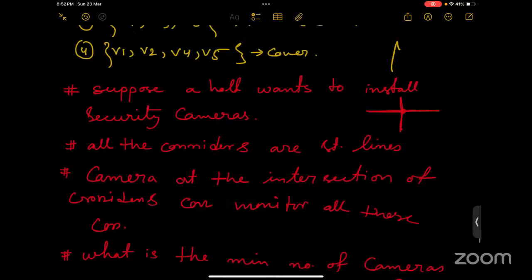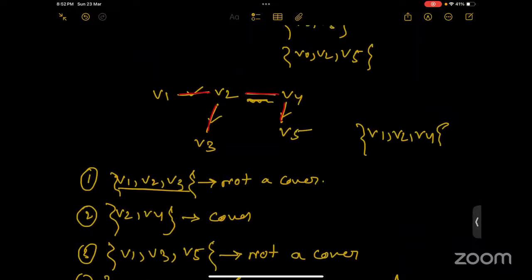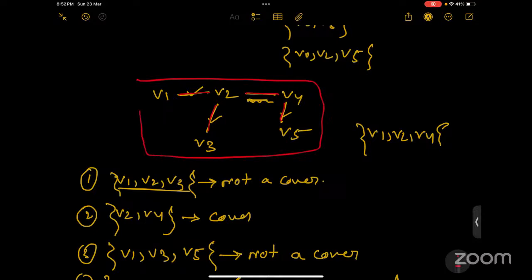So if I look at the same graph, suppose this is the graph of our hotel. Suppose these are the corridors and these are the intersection points of the corridors. Then what is the minimum cover here? It's two: V2, V4. Yes, V2, V4. That means if the hotel installs two cameras, then it is enough to cover all the corridors, right? One is in this position and another is in this position, right?